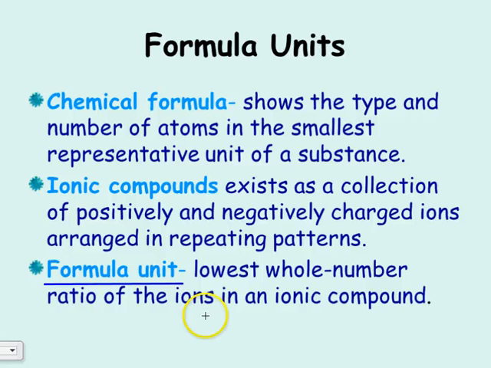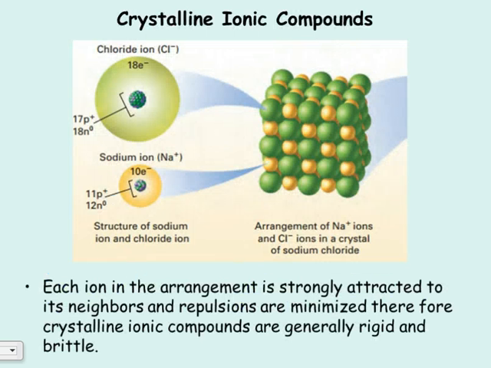So the formula unit is the lowest whole number ratio of the ions. If we look at this picture here, we see sodium chloride is not just one sodium ion and one chloride ion. It's a whole bunch of them. But it's a 1-to-1 ratio. So that's why when we write sodium chloride, we just write NaCl, and that's the formula unit.